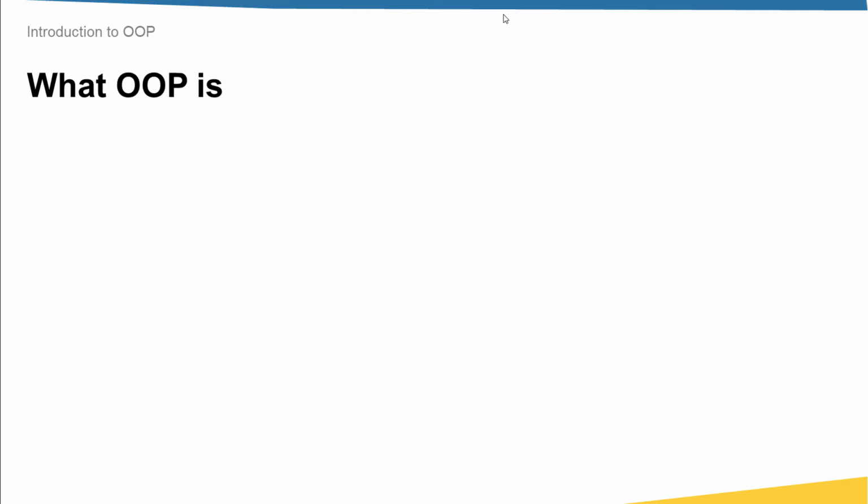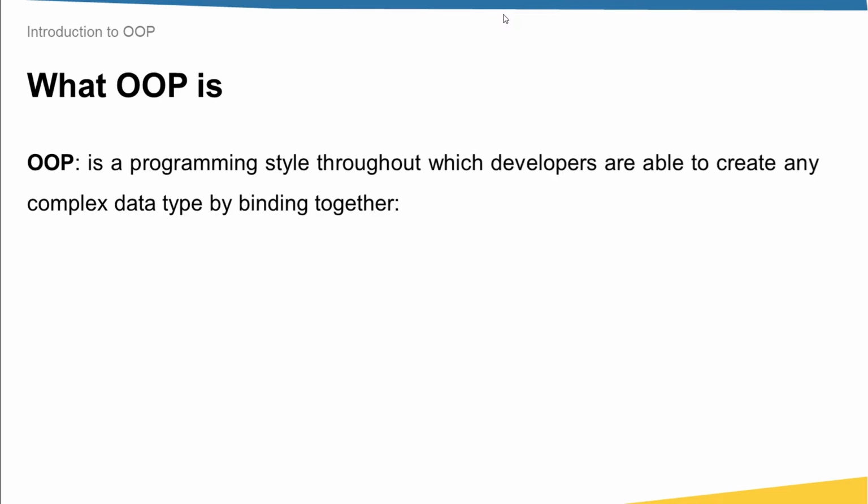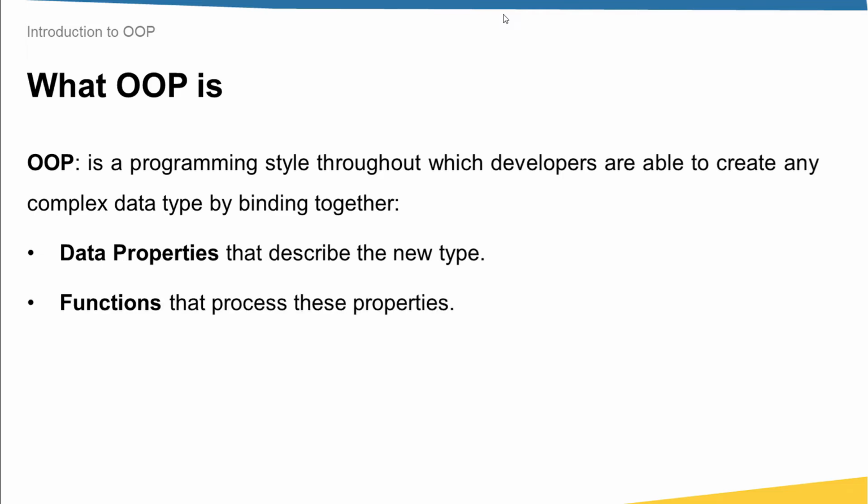So what's OOP? Simply, OOP is a programming style through which developers are able to create new data types by binding together two things: the data properties that describe the new types and the functions that process these properties. In other words, OOP provides developers with the flexibility to create new types by combining together the data and the functions that handle these data.